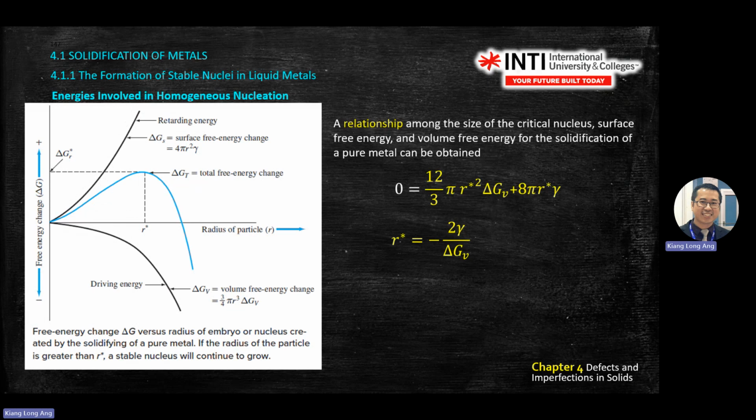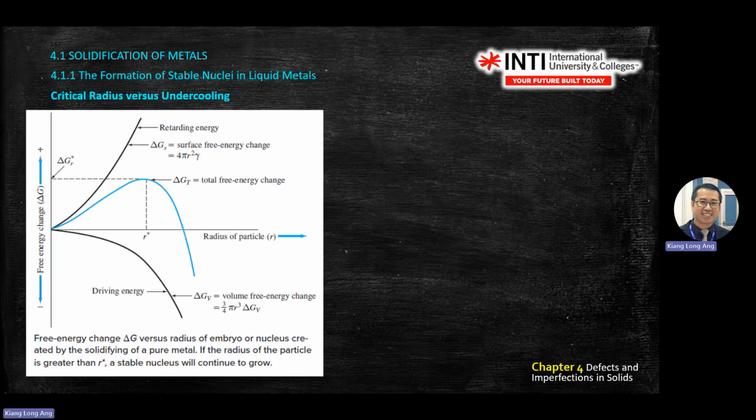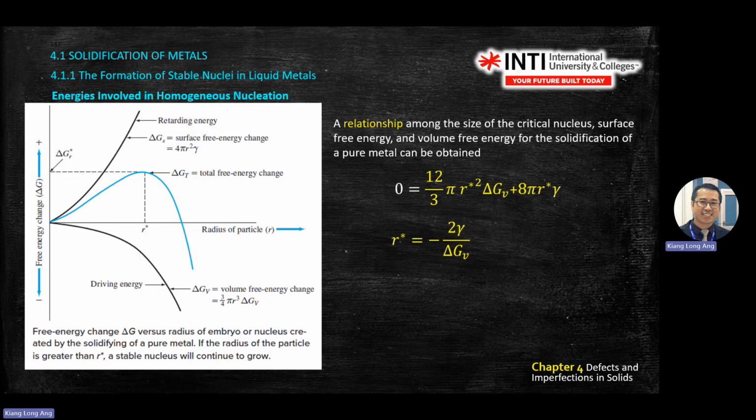Retarding is the surface. Same thing. Retarding means it's on the positive side, so it receives energy. Driving means it releases energy. Okay, we are done with how to find the critical radius. This is a very important formula to calculate the critical size.